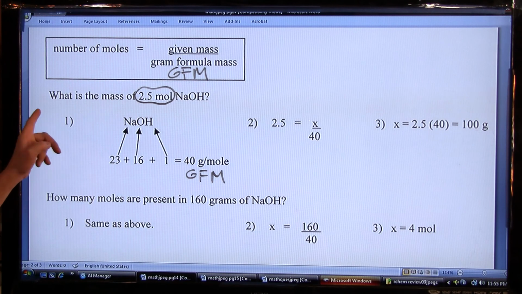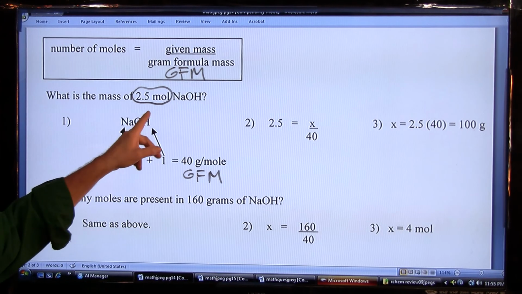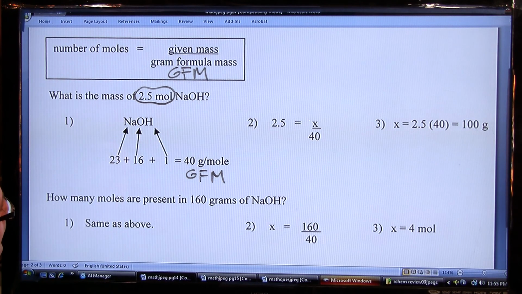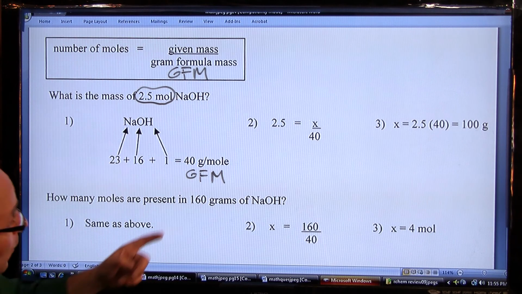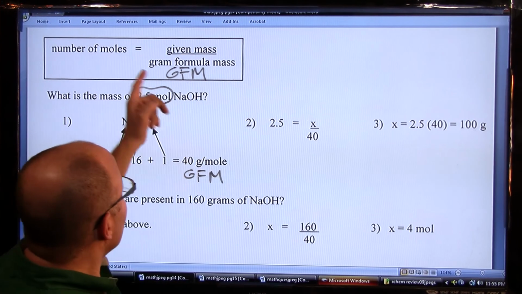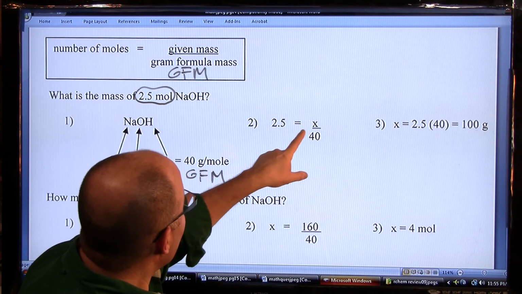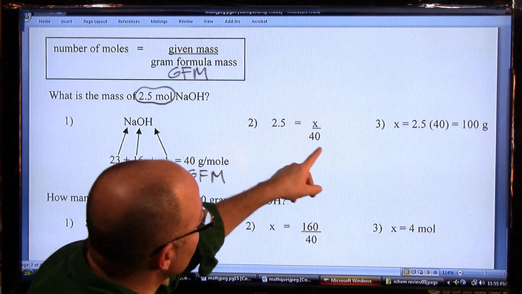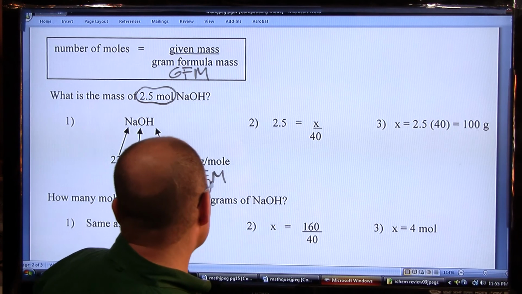Anyway, in this case here, they gave us, what is the mass of 2.5 moles of NaOH? Well, since 1 mole weighs 40 grams, then 2.5 moles would be 2.5 times that amount. If we plug it in, the number of moles is 2.5, X is the mass that we're looking for, over 40, and 2.5 times 40 is 100 grams.